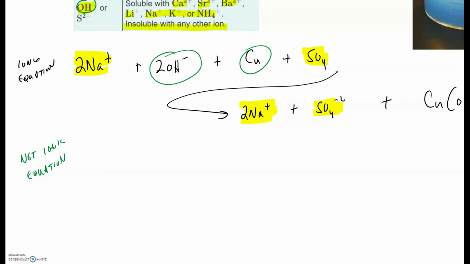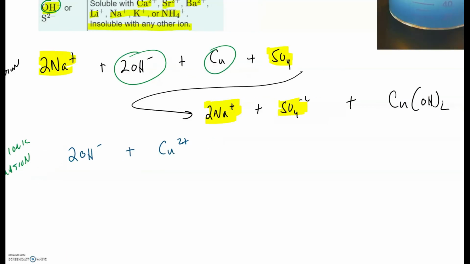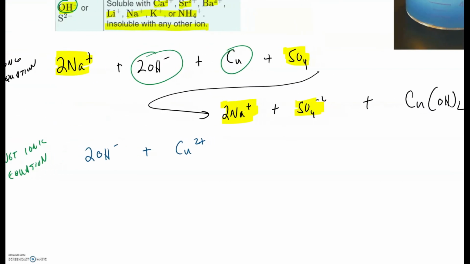Check it out. 2 hydroxides react with 1 copper. You don't have to include the charges to produce 1 copper hydroxide. And this guy is our precipitate.